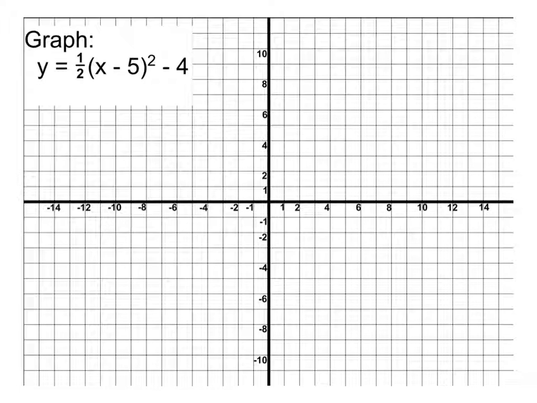All right, so for making this graph, we get to our vertex the same way. The -5 moves it right 5. The -4 moves it down 4 to get to our vertex. So I go right 5, down 4, plot a point.